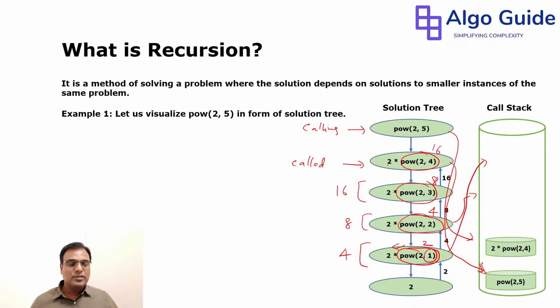So now this 2 is multiplied, 2 into 16, and this gives us the value 32. And 32 is returned, and this method is removed from the call stack. And 32 is returned to the place where it's called. So the power method with 2, 5 returns 32, and then it is also removed from the call stack.